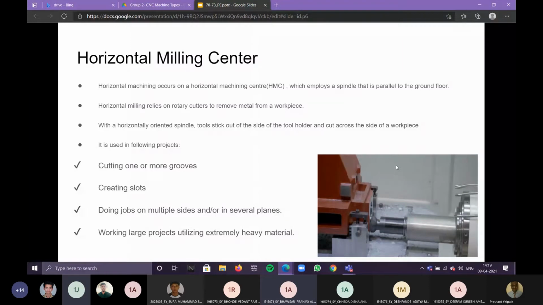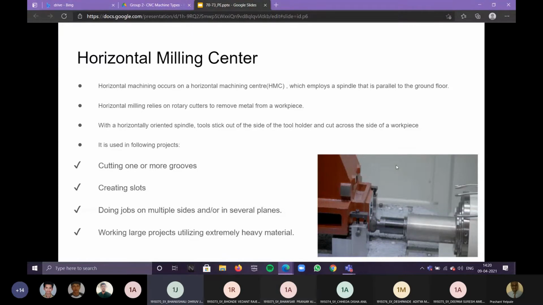Good afternoon, sir. I am Dhruv Bhanushali and I am going to continue with the horizontal milling center. So, the horizontal milling center basically relies on a rotary cutter to remove metal from a workpiece. Horizontal machining occurs on a horizontal machining center (HMC), which employs a spindle that is parallel to the ground floor. With a horizontally oriented spindle, tools stick out of the side of the tool holder and cut across the side of a workpiece, encouraging chips to fall away from the table.